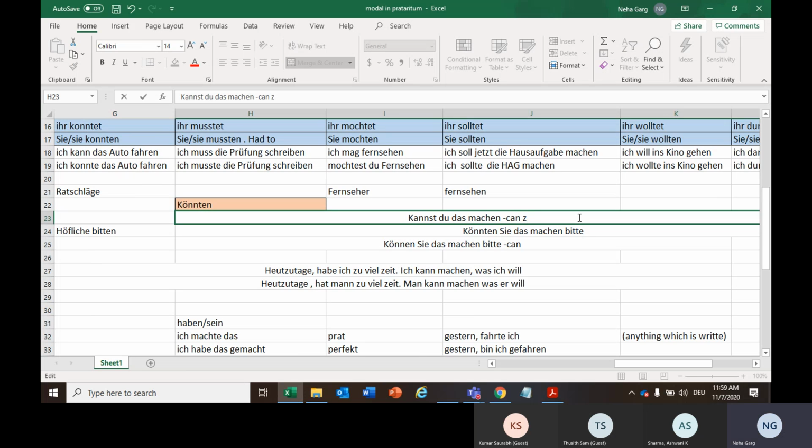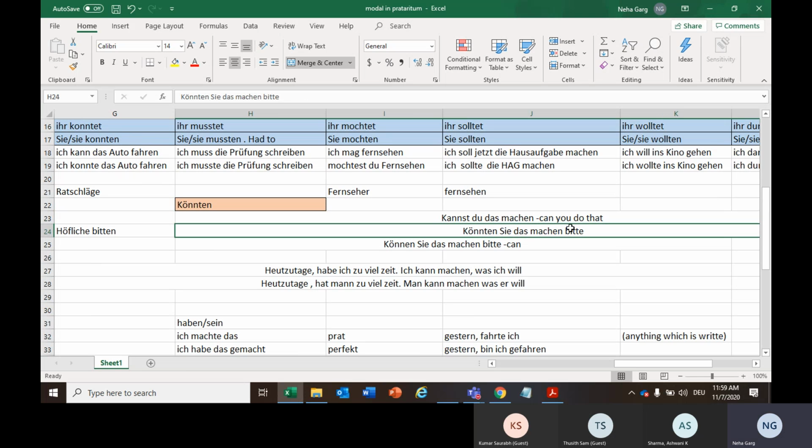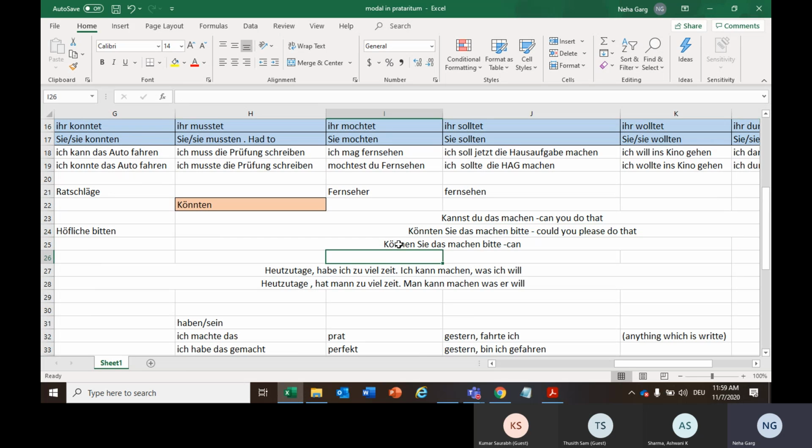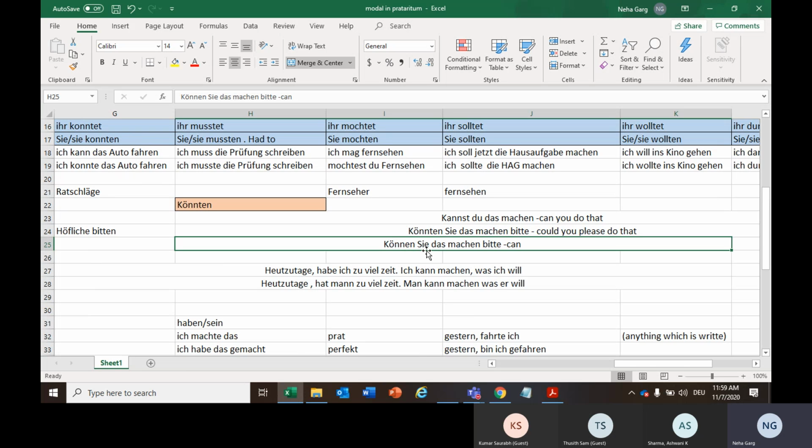That will be like, can you do that? Dann könnten Sie das machen? Bitte. That means, could you do that please? Now here it's sounding like you are requesting. Could you do that when you are asking somebody to do something for you? So könnten Sie das machen bitte oder könnten Sie bitte das machen? Now when you say können Sie das machen bitte?